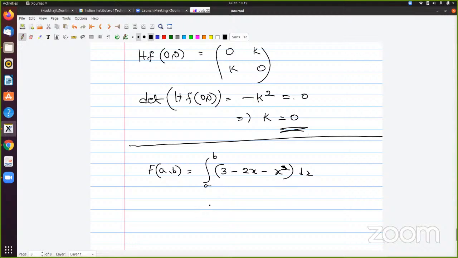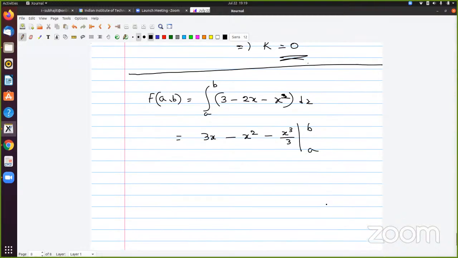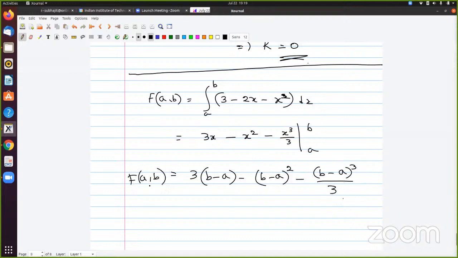So if we integrate it, what we will get? 3x minus x squared, minus x cubed by 3, right? From a to b. So it is 3b minus a, b minus a whole square, b minus a whole cubed by 3. So this is your function f of a, b, right? Now we have to find what are the critical points and all this.